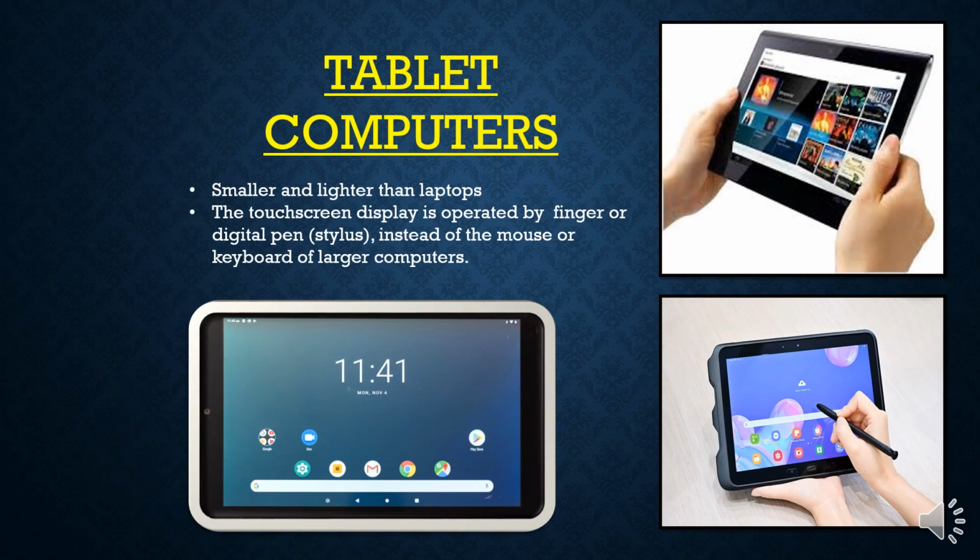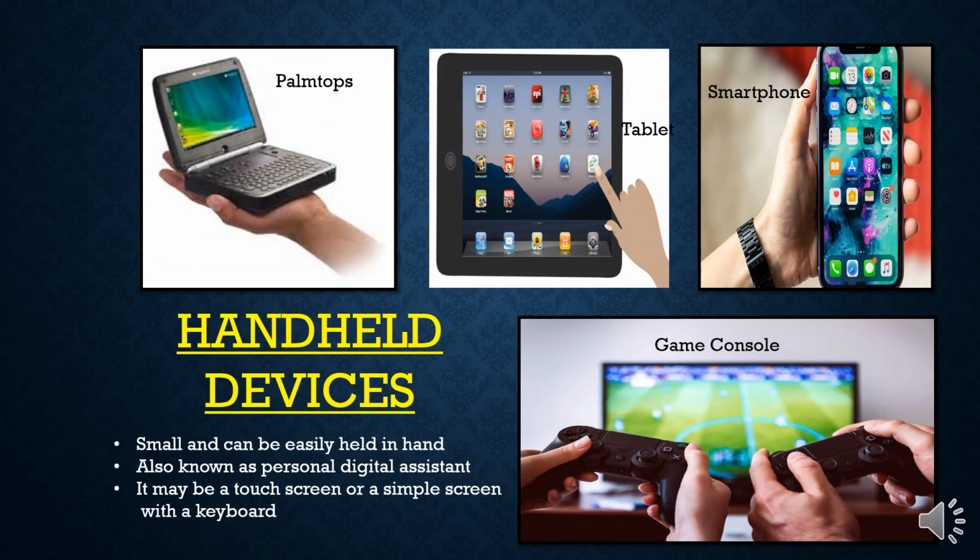Tablet computers. Tablet computers are smaller and lighter than laptops. The touchscreen display is operated by finger or a digital pen, which is known as a stylus, instead of a mouse or a keyboard. Handheld devices. They are small and can easily be held in hand. Also known as personal digital assistants. They have either a touch-enabled display or a small display unit with a keyboard.